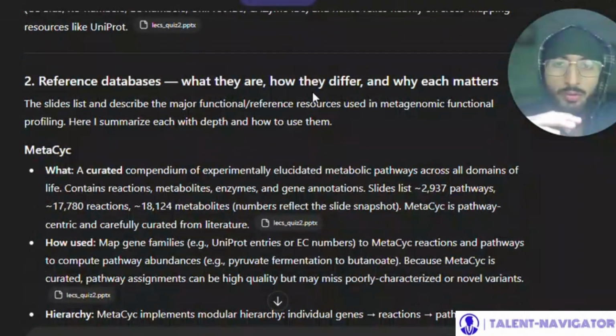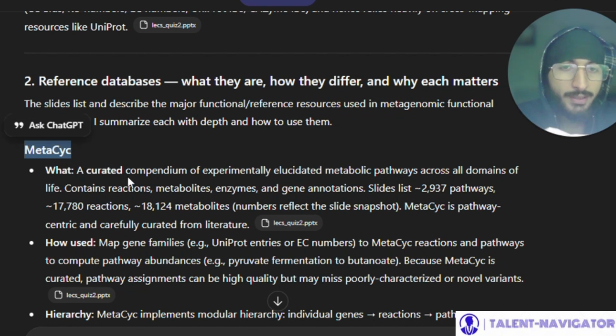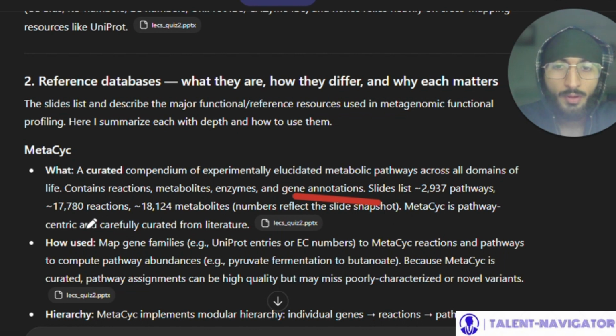Right. So now talking about some reference databases, what they are, how they differ, and why they matter. First we are discussing MetaCyc. It is a curated compendium of experimentally elucidated metabolic pathways across all domains of life. It contains reactions, metabolites, enzymes, and gene annotations. It has around 17,780 reactions, then metabolites, and is pathway-centric and carefully curated from literature. How is it used?